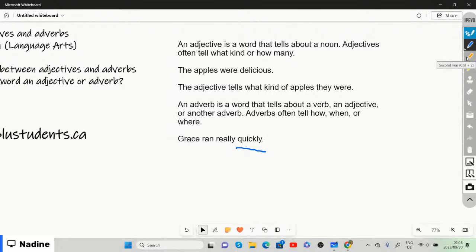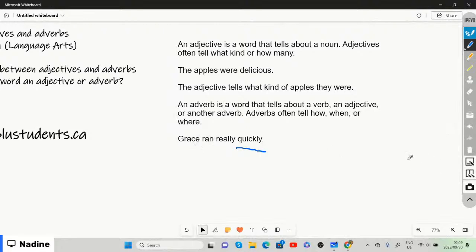When it comes to adverbs that tell us how, most times they end in ly, like quickly, hurriedly, sleepily. They end in ly.